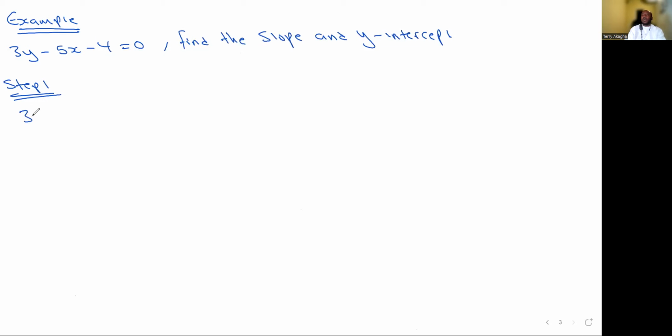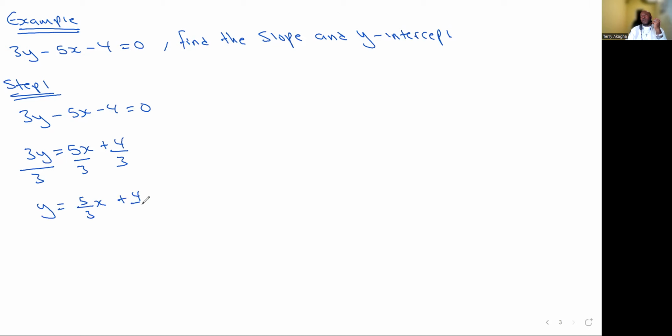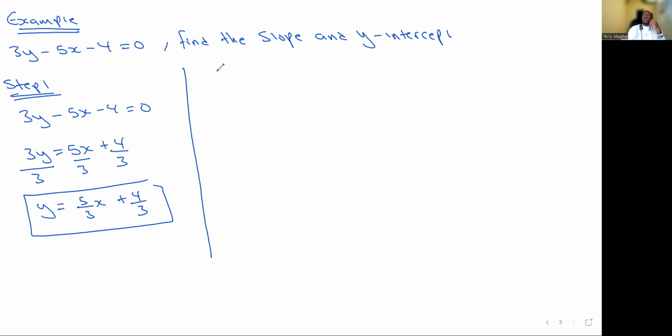So we have 3y minus 5x minus 4 is equal to 0. I'll take 5x to the other side. It will be equal to 5x. And I'll take 4 to the other side. It will become 4. Then I divide both sides by what? 3. So we now have y will be equal to 5 over 3x plus 4 over 3. And that will be what? Y.